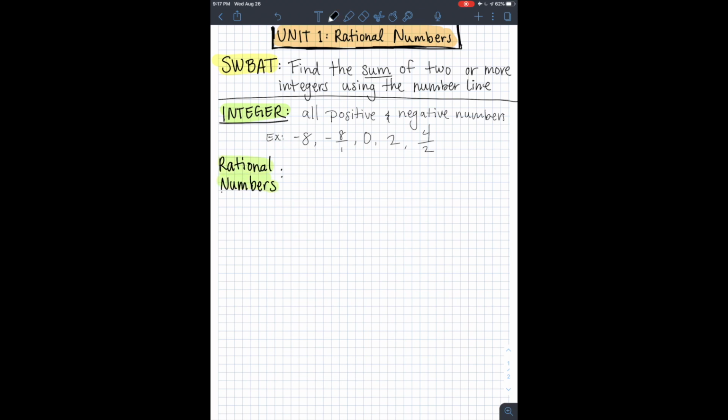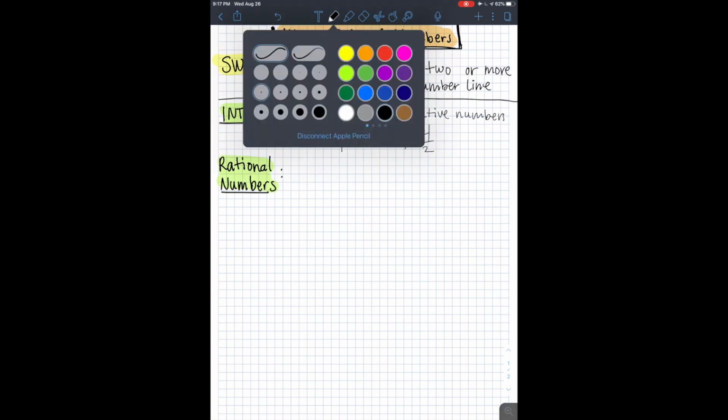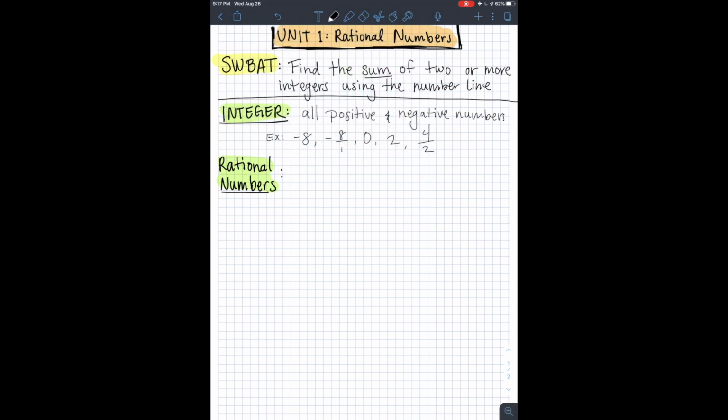The next key term we've got is rational numbers. Also, as you're going, I like using the highlighters. I've got this really cool feature where I can highlight a bunch of stuff. You don't need to use all these different colors. Just try to make sure that your notes are neat and clear.